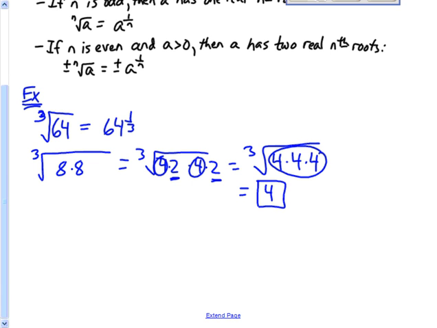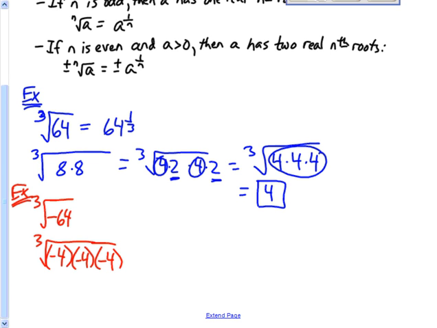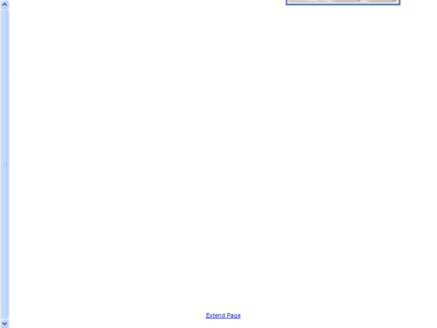Here's a different example. You do the third root of negative 64. Isn't negative 4 times negative 4 times negative 4 equal to negative 64? Yes, it is. You see how you have 3 of those? They're all the same. So the third root of negative 64 is negative 4. If you have an odd root, you just have one solution to that.